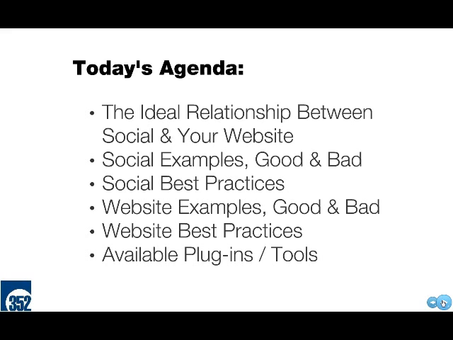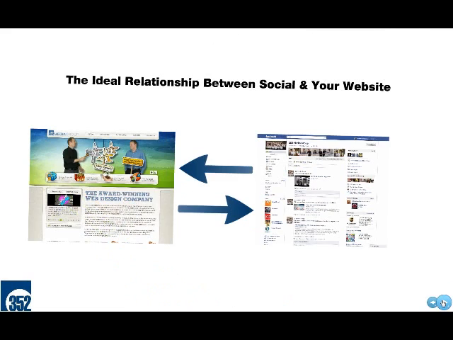So today's agenda, what we're going to talk about is the ideal relationship between the social channels and your website and what that looks like. Then we're going to go through some examples on the social side of how it's done right and wrong, and talk about those best practices. Then we're going to flip over to the website side and talk about what you can do right and wrong there, showing some examples and best practices as well. And then Erin's going to go into detail on some of those tools and plugins that you can use to help make your site even better.